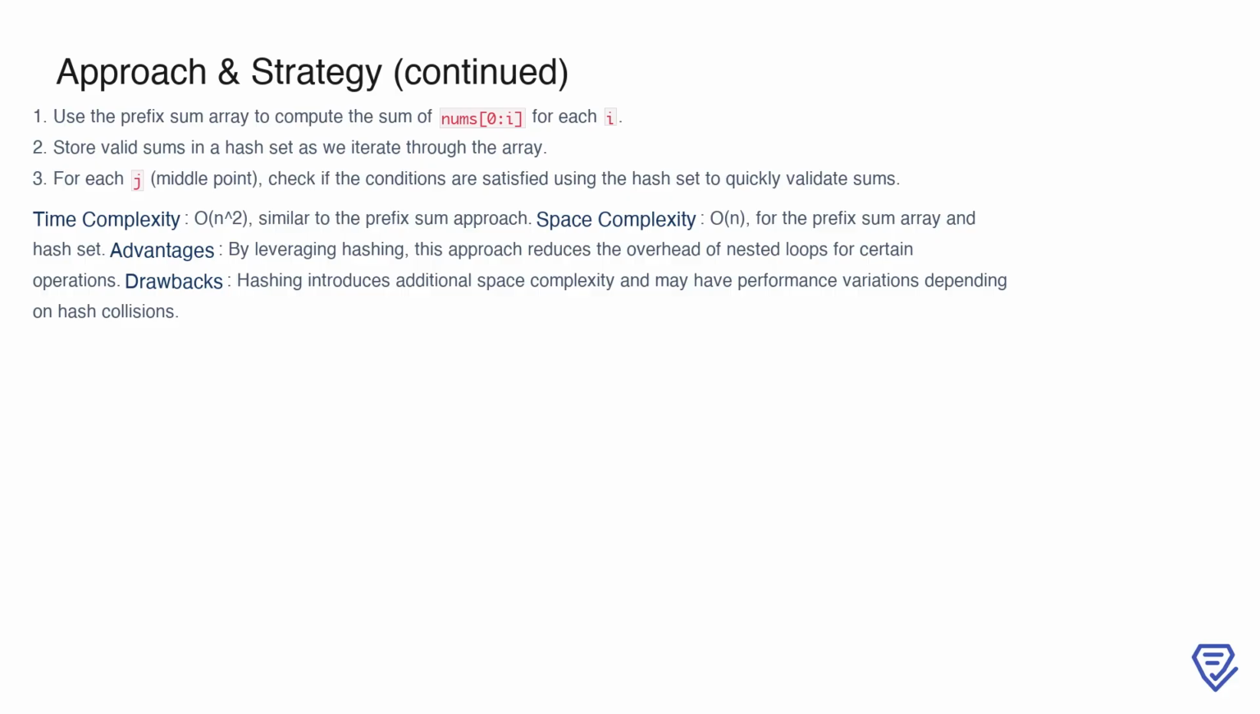The time complexity remains O(n²), but the use of hashing can reduce the constant factors involved in the computations. However, this comes at the cost of additional space complexity, as we now need to store both the prefix sum array and the hash set. Additionally, hashing can introduce performance variability due to potential hash collisions, which might impact execution time in certain cases.